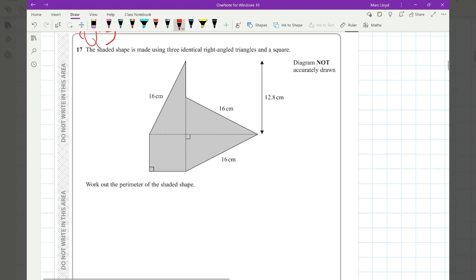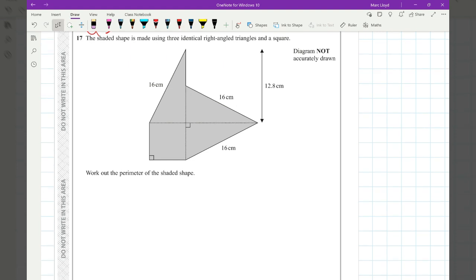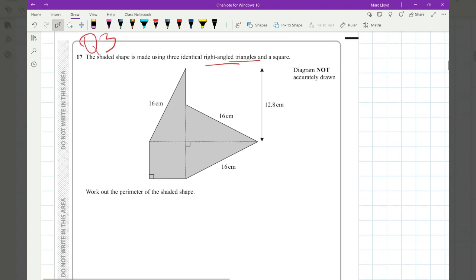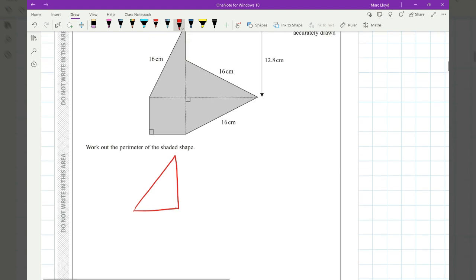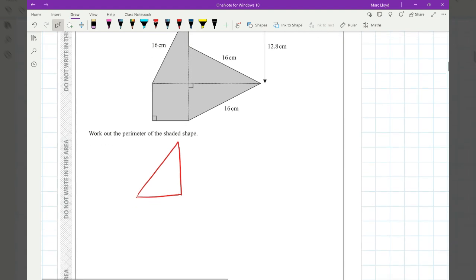Okay, question 3 or 17. Work out the perimeter of this shaded shape. It's made out of identical right angle triangles. That's really important. So on the triangle, we are given the height. I'm just going to draw one of the triangles. This shape's made up of triangles and that square's going to be made up of the base of the triangle. So our hypotenuse is 16. The height is 12.8 as indicated on the diagram. And then we need x.